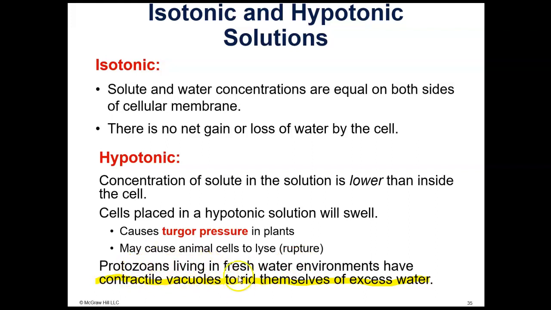Now, protozoans are little single-celled organisms. They are eukaryotic cells, so they're a lot larger than bacterial cells, and they have a nucleus and organelles. But protozoans that live in fresh water have contractile vacuoles. These are vacuoles that pump water out of the protozoans. They do this because they continuously take on excess water because the fresh water is hypotonic to their cytoplasm. So they keep pumping water out so they won't swell and burst.